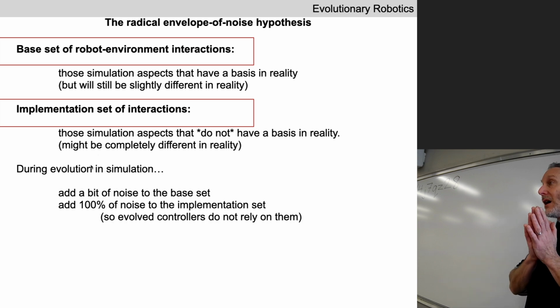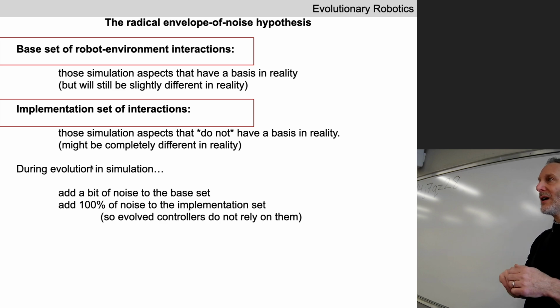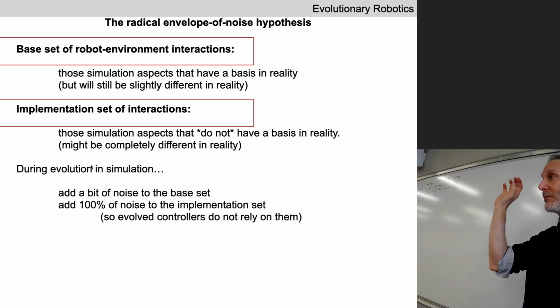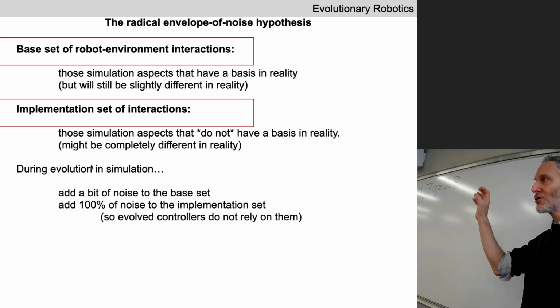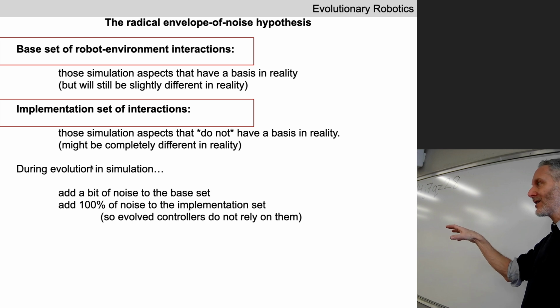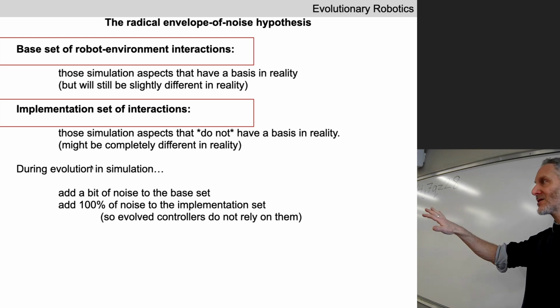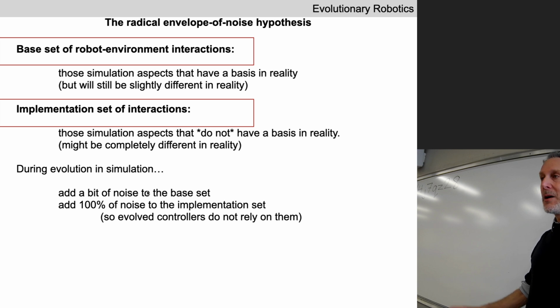So we're going to see a relatively familiar evolutionary algorithm evolving populations of controllers, where the evolutionary algorithm takes each controller in the population, drops it into a simulated robot, calculates fitness, does that for all the controllers in the population, deletes the robots or the controllers with low fitness, and makes randomly modified copies of the surviving ones. We're going to see that, but every time the evolutionary algorithm drops a controller into the robot, they're going to sprinkle a little bit of noise onto the base set of interactions.